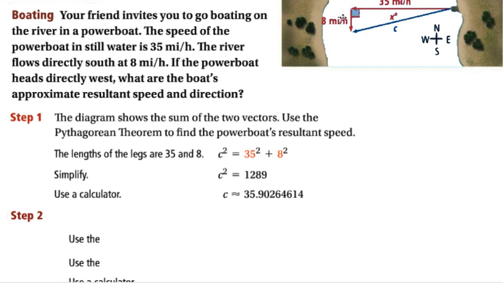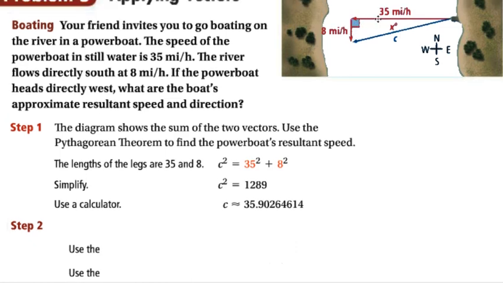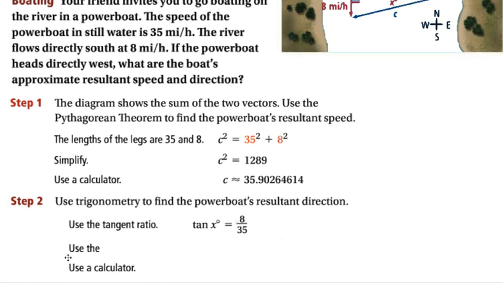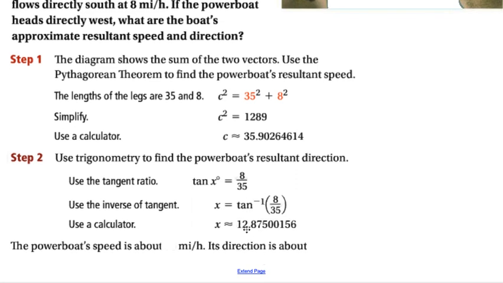Well, we have the opposite side and we have the adjacent side. So that would be our trig function tangent, right? So the tangent ratio says the tangent of x is equal to opposite of 8 over the adjacent of 35. And then remember, we have to use the inverse tangent to get rid of that tangent function. So x is equal to the angle whose tangent is 8/35. And on our calculator, that's about 12.9 degrees.